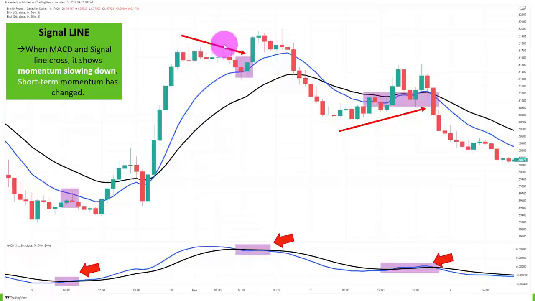It means that the momentum is changing on your charts. So we're going from an uptrend where the momentum is very strong and the price is rising very quickly to then a sideways range, and the market is consolidating and there's no more momentum. And that is what the MACD line and the signal line are telling you. The MACD line is now crossing around the signal line, and it shows us that momentum is dying down. It's not as strong anymore as it was in the past.